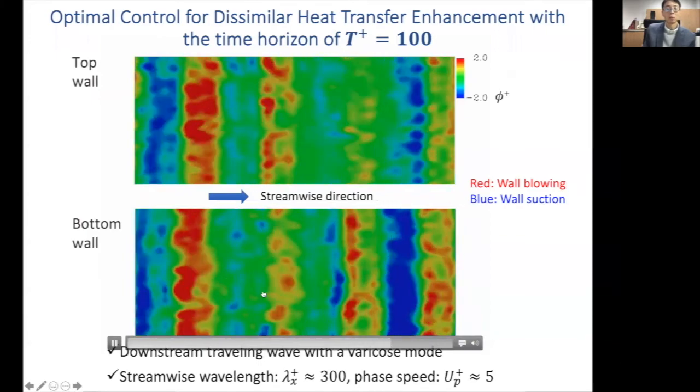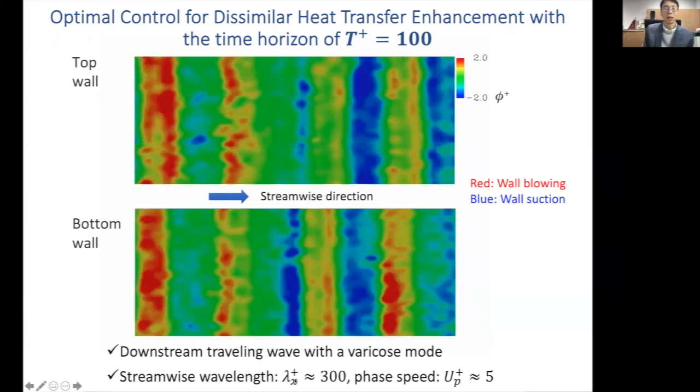According to optimal control, we obtained that lambda x is around 300 in wall units, and the phase speed of this traveling wave is around 5, again in wall units.